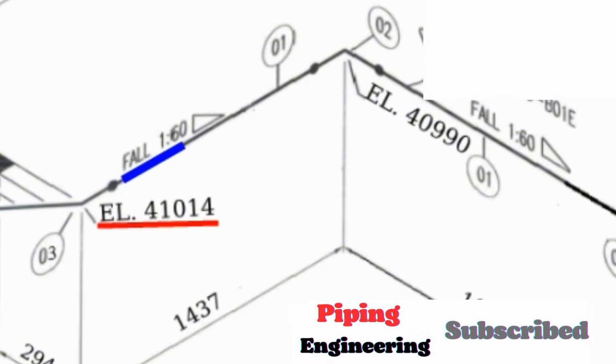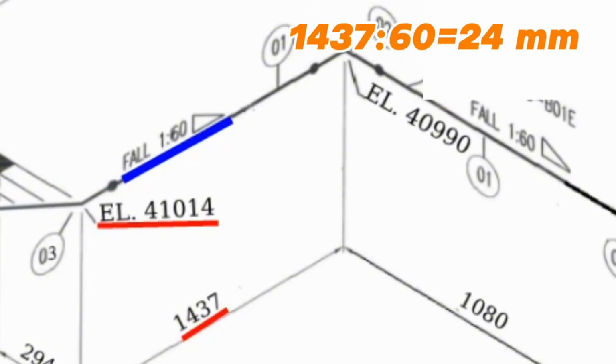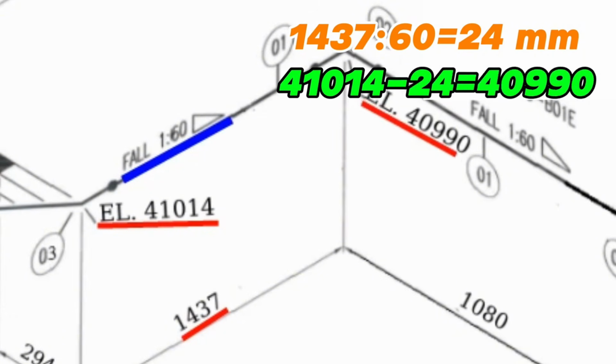This section of the pipeline has a slope of 1 in 60. Let's calculate the elevation drop of the pipeline at a distance of 1,437 millimeters. 1437 divided by 60 is approximately 24 millimeters. It means the end of this section of pipeline will be 24 millimeters lower than the starting elevation. Let's check the accuracy of this height: 41,014 millimeters minus 24 millimeters equals 40,990 millimeters.